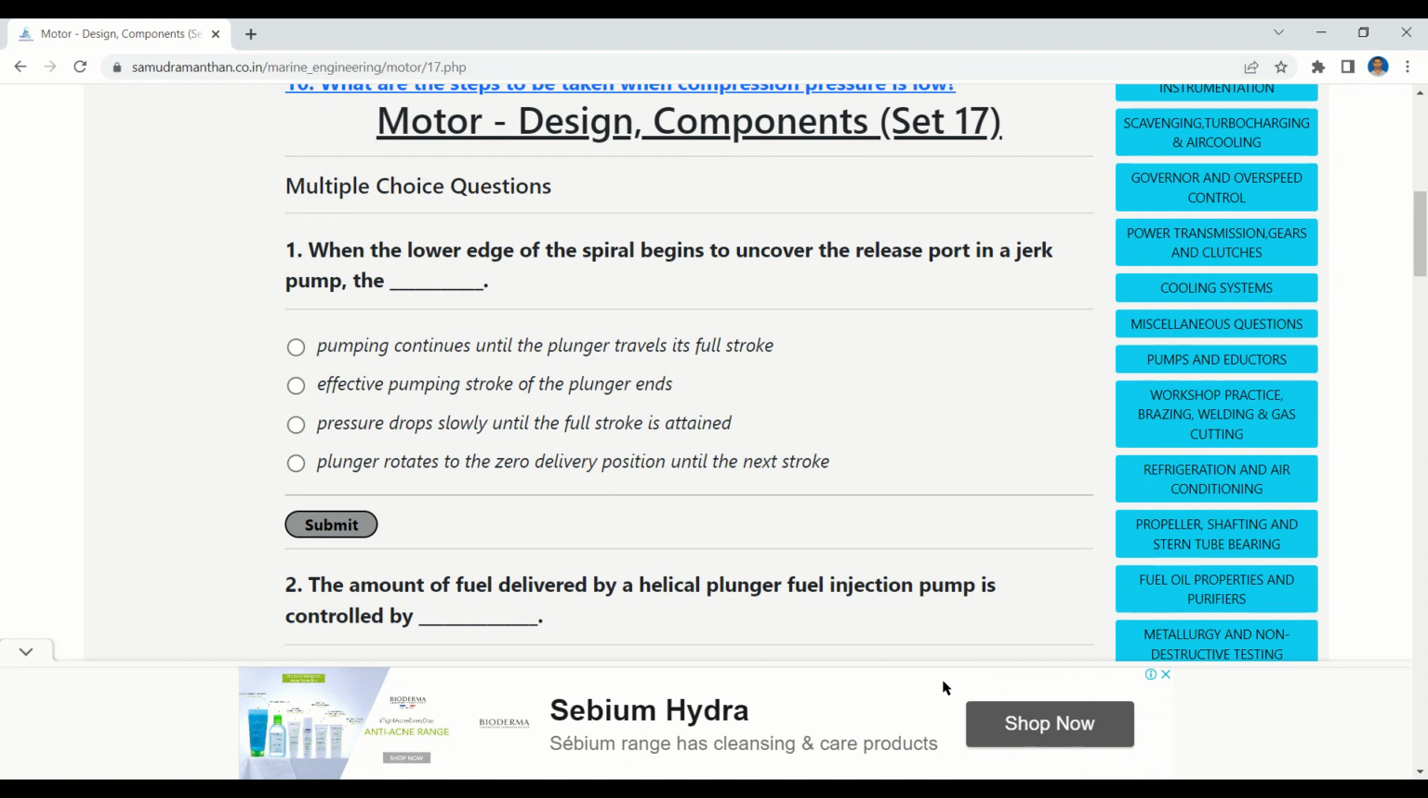Let's start. When the lower edge of the spiral begins to uncover the release port in a jerk pump, the options are: pumping continues until the plunger travels its full stroke, effective pumping stroke of the plunger ends, pressure drops slowly until the full stroke is attained, plunger rotates to the zero delivery position until the next stroke. When the plunger uncovers the release port, at that time there is no delivery of the fuel. At that time the effective stroke ends. So the correct option should be effective pumping stroke of the plunger ends.